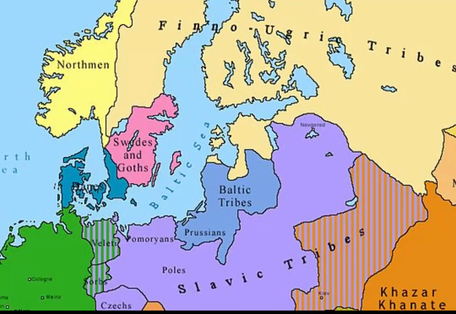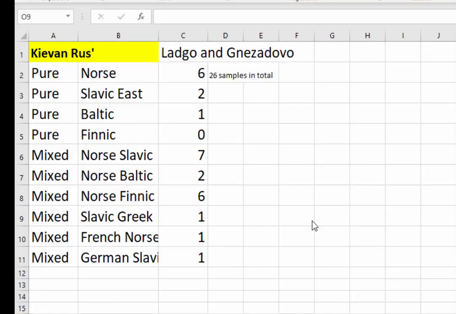Of these 14 Kievan Rus samples with mixed ancestry, their Eastern European side of their ancestry is Eastern Slavic for 7 of them, Finnic for 6 of them, and Baltic for 2 of them. 9 of 26 of these Kievan Rus samples in Russia don't have mixed ancestry. Of them, 6 were 100% Scandinavian, and I can tell specifically Swedish, and 2 of them were 100% Eastern Slavic, and 1 was 100% Baltic.